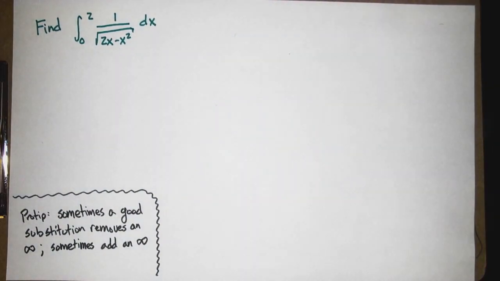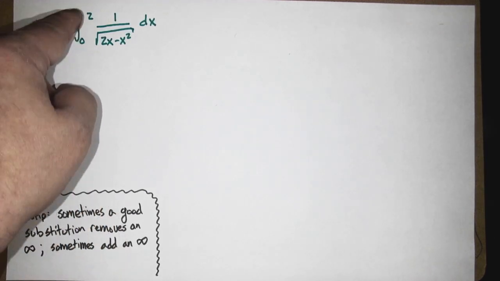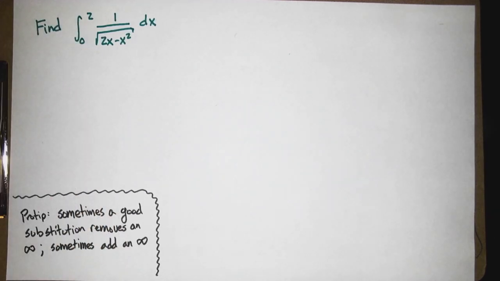So here's a problem. Find the integral from 0 to 2 of 1 over the square root of 2x minus x squared. All right, good. Does this integral have any issues? Is this an improper integral, or are we good to go? Why do you say it's improper? I don't see any infinity here. 0 and 2, those are far from infinity.